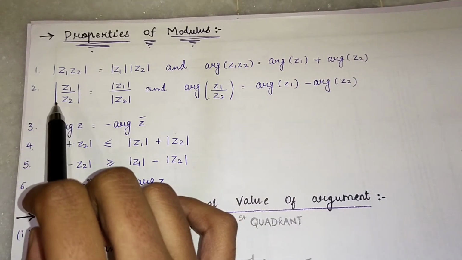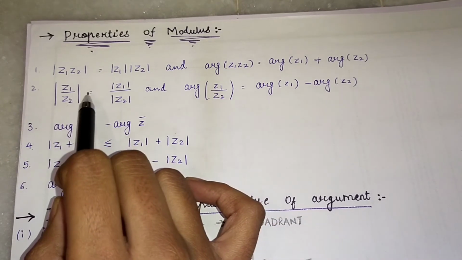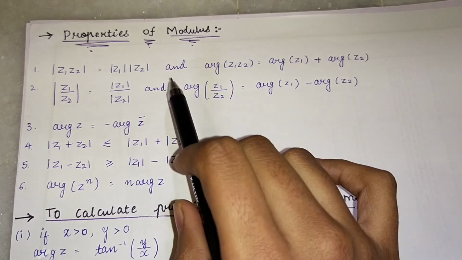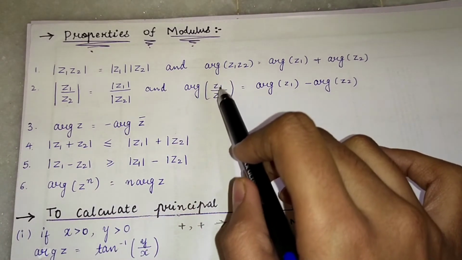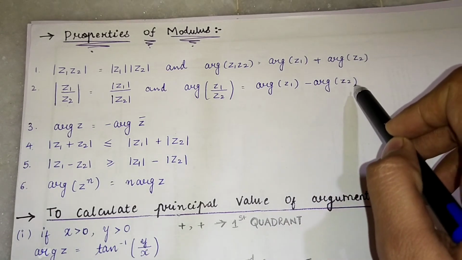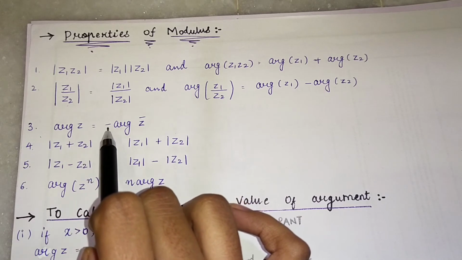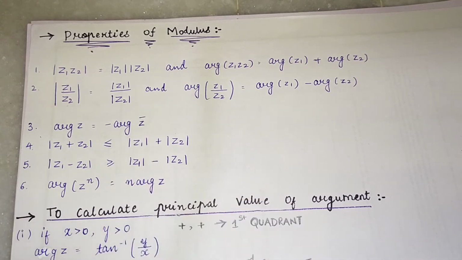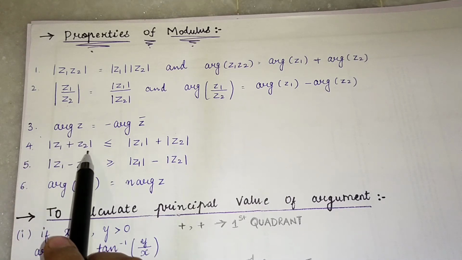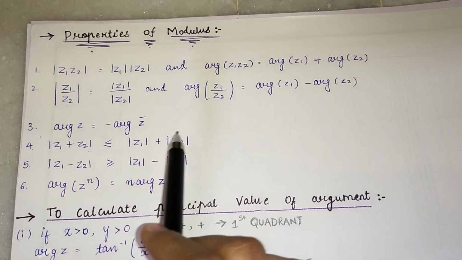Then property 2: modulus of z1 divided by z2 is equivalent to mod of z1 divided by mod of z2, and arg of z1 divided by z2 is equivalent to arg of z1 minus arg of z2. The third property is arg of z is equivalent to negative of arg of z conjugate. The fourth property is mod of z1 plus z2 is always less than or equal to mod of z1 plus mod of z2.